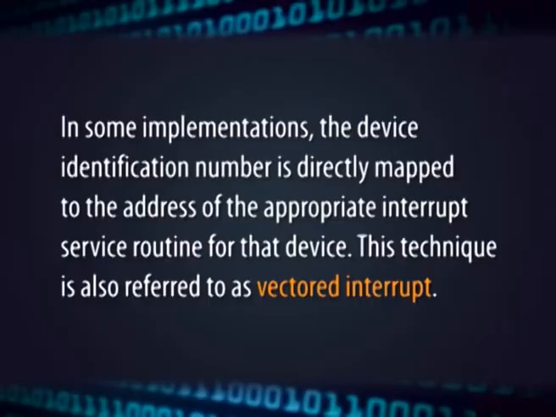The requesting module typically responds by placing a word on the data lines. This word is used as a unique device identifier, which can be used to direct the program control to the ISR corresponding to this device. In some implementations, the device identification number is directly mapped to the address of the appropriate interrupt service routine for that device. This technique is also referred to as a vectored interrupt.